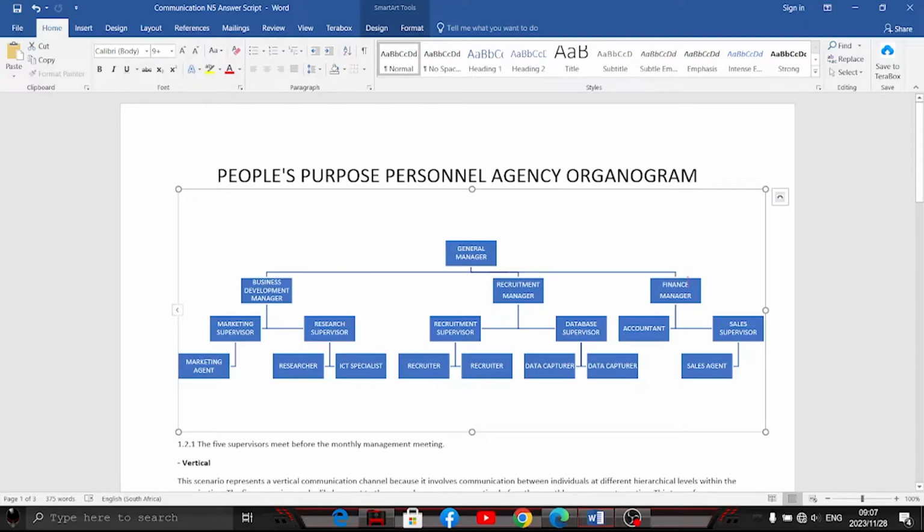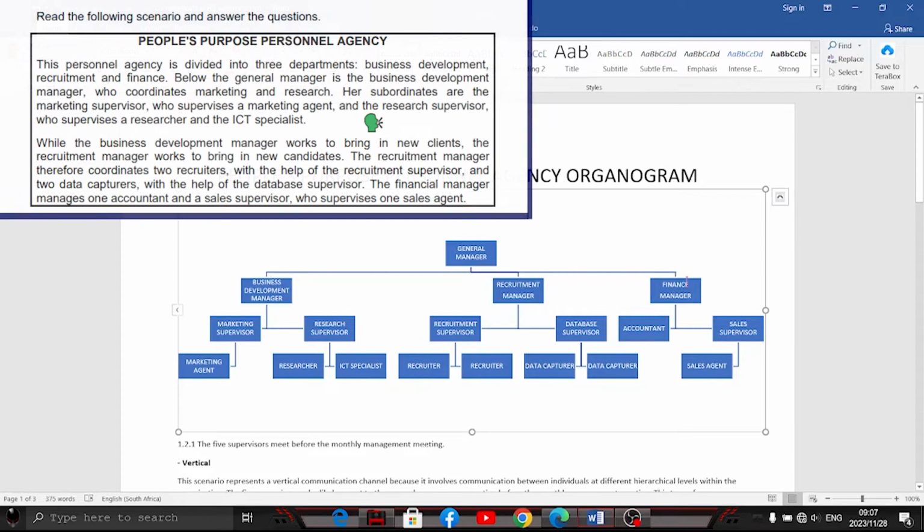We've tackled that part of the statement. The next statement then says business development, recruitment, and finance. Those are our 3 departments. Below the general manager is the business development manager. We have the business development manager over here, who coordinates marketing and research. So we have marketing and research.